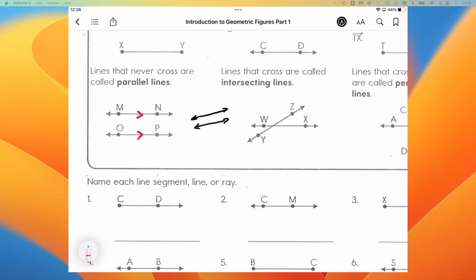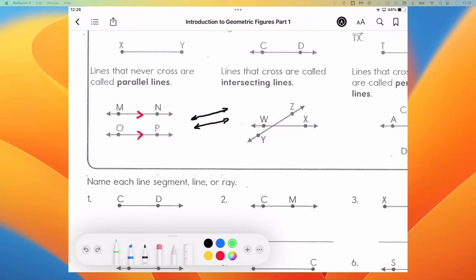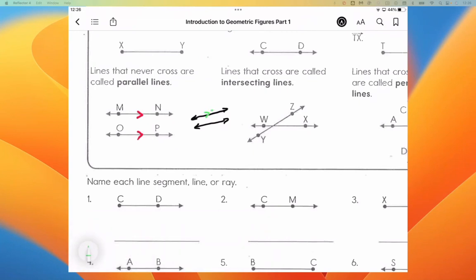Now, if you have multiple sets of parallel lines, the way to delineate that, obviously the lines that I'm drawing the green arrows on are not parallel to the lines that have the red arrows on them. And so what we do if we have multiple sets of parallel lines is we say, okay, the lines that each have one arrow on them are parallel to each other, and the lines that have two arrows on them are parallel to each other. And so that's how we show parallel lines.